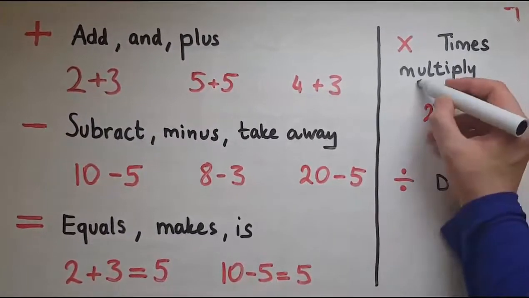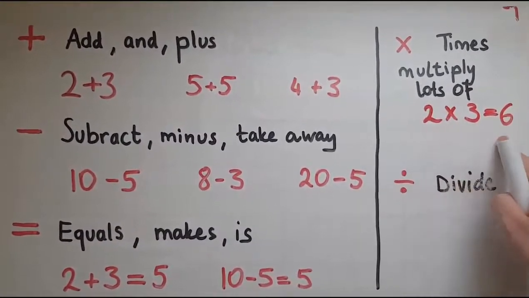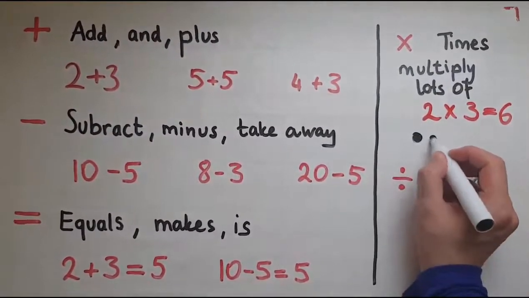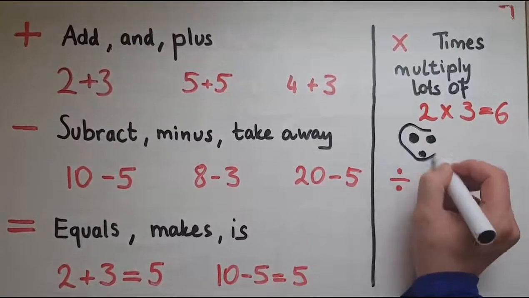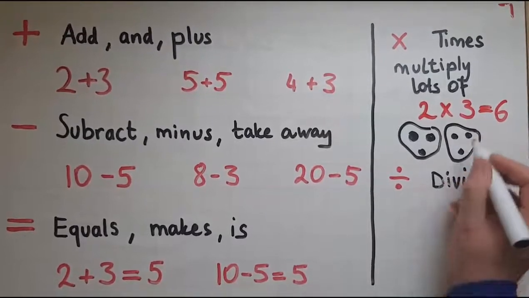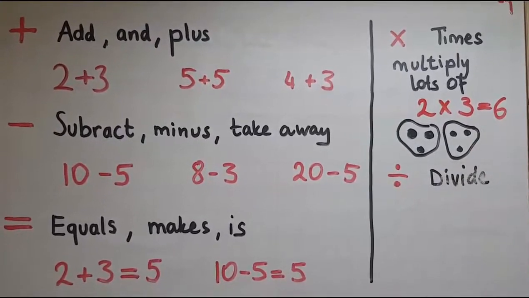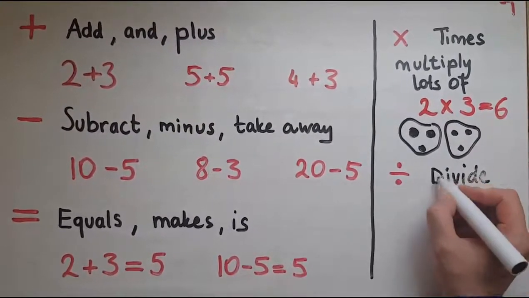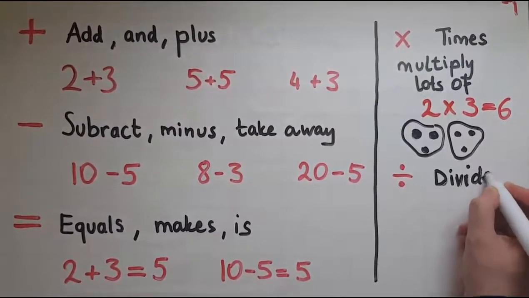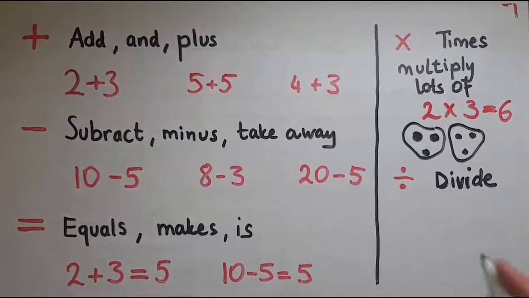And also lots of. 2 lots of 3 give me 6. So there are 3 coins I have, so there is 1 lot and another lot of 3. That altogether makes 6. Then there is the divide sign or symbol, which also means to share equally.